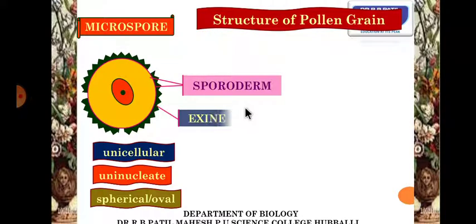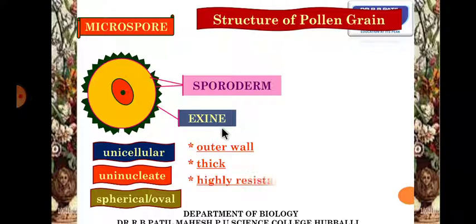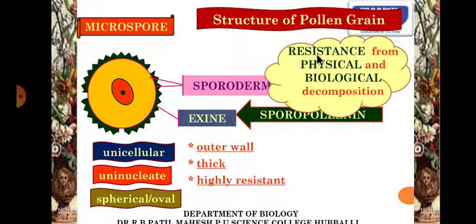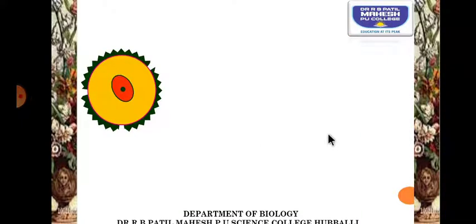The first wall layer, which is green in color in this picture, is called exine. Exine is the outermost layer of the pollen grain. It is thick and highly resistant to chemical, biological and physical decomposition. Why? Because it is deposited with a chemical called sporopollenin. Sporopollenin offers resistance to the exine from physical and biological decomposition. Exine, we understood, is made up of sporopollenin.